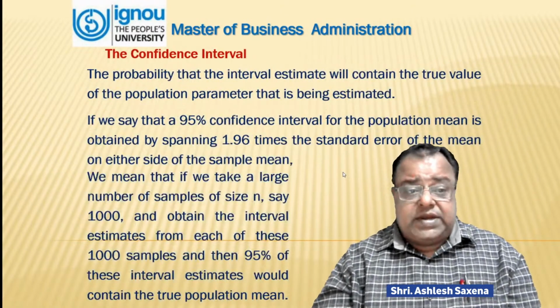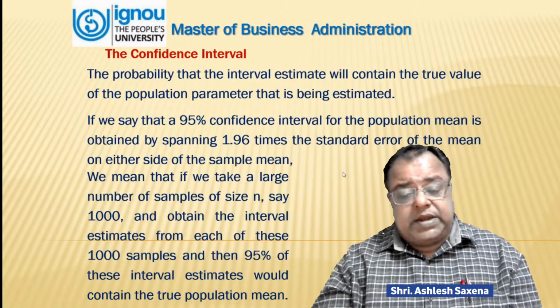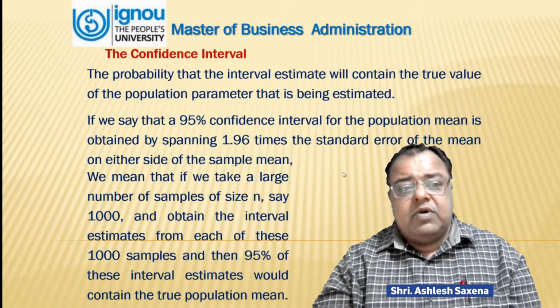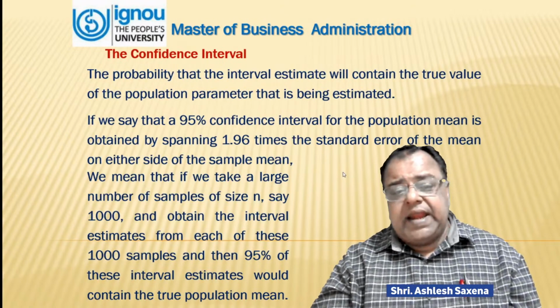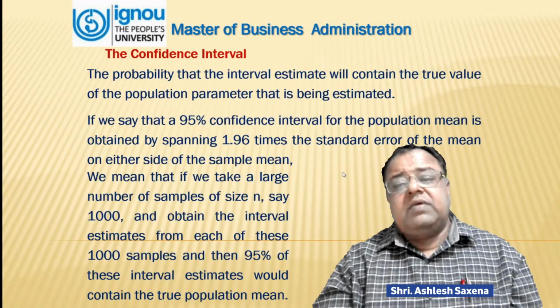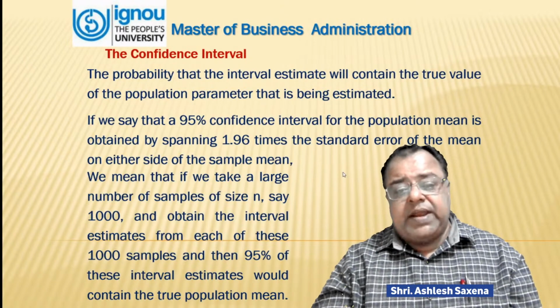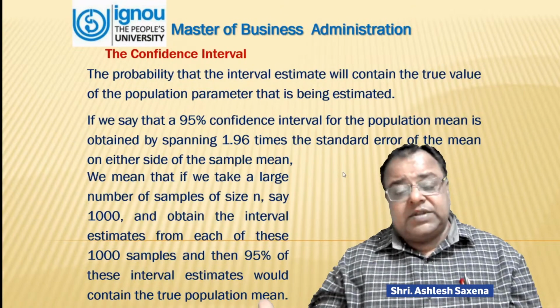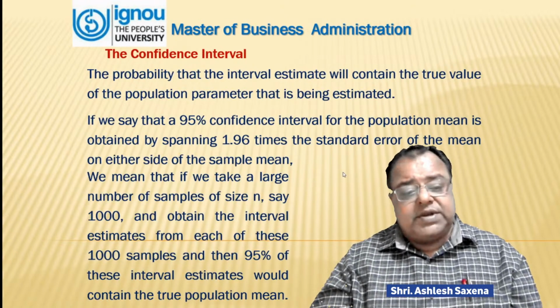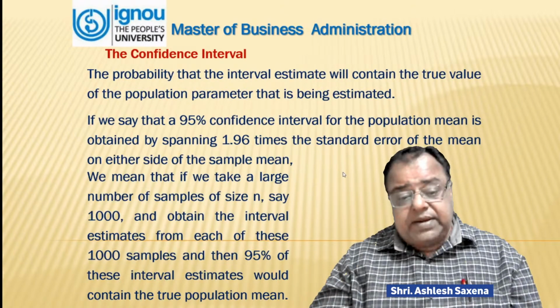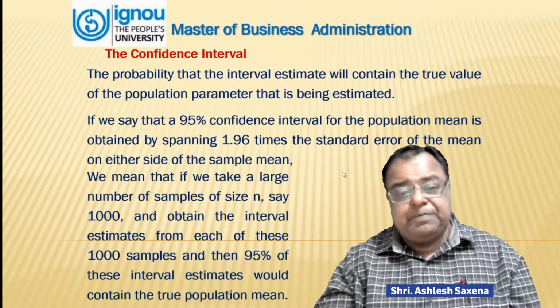Now, what is a confidence interval? It is the probability that the interval estimate will contain the true value of the population parameter that is being estimated. If we say that a 95% confidence interval for the population mean is obtained by spanning 1.96 times the standard error of the mean on either side of the sample mean, we mean that if we take a large number of samples of size n, say 1000, and obtain the interval estimate from each of these 1000 samples, then 95% of these interval estimates would contain the true population mean.